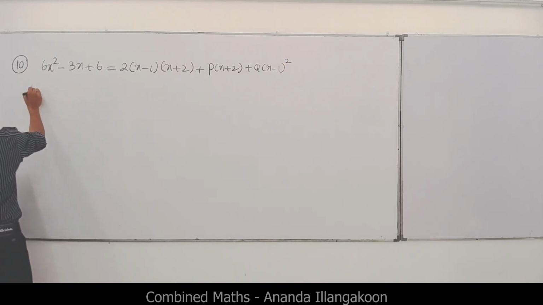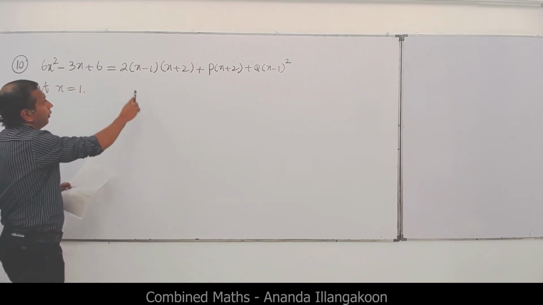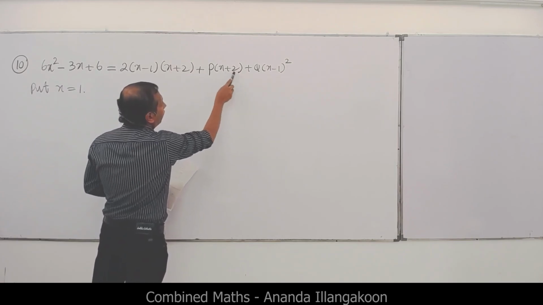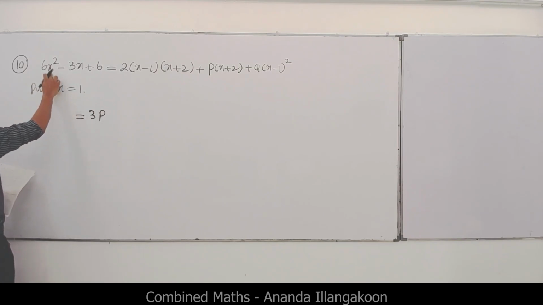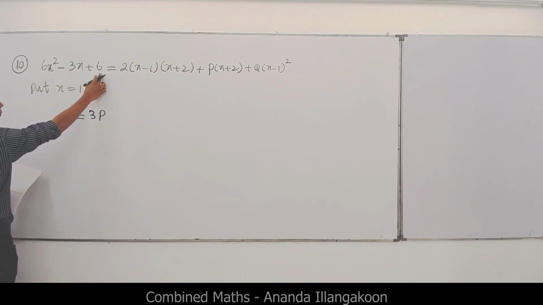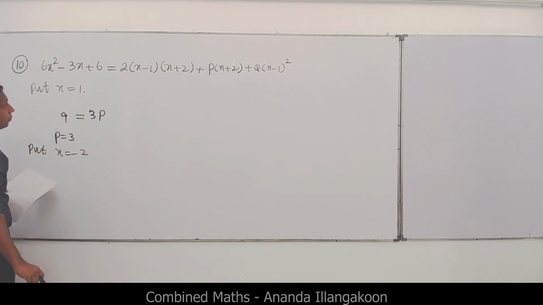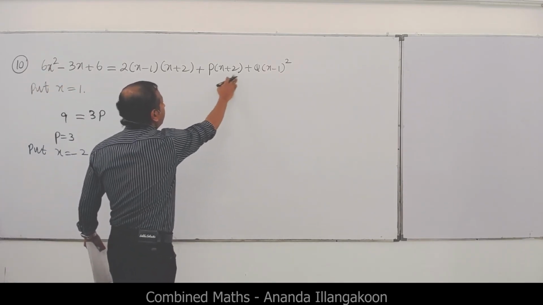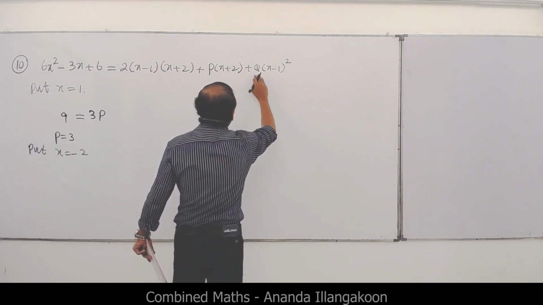We'll put x equals 1. When we put x equals 1, this will be 0, this will be 0, here we get 3p is equal to 6 plus 6 is 12, 12 minus 3 is 9, so p is 3. Put x equals minus 2. When you put minus 2, this bracket is 0, the entire product will be 0, this is 0. Minus 2 minus 1 is minus 3, minus 3 squared is 9q.